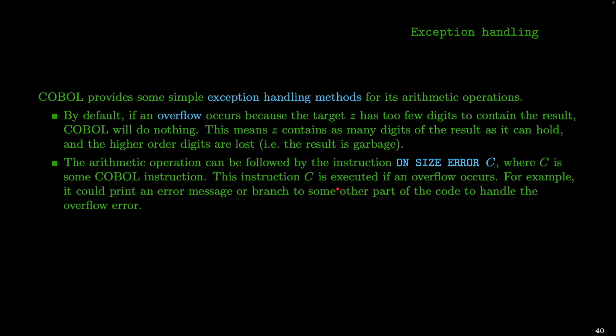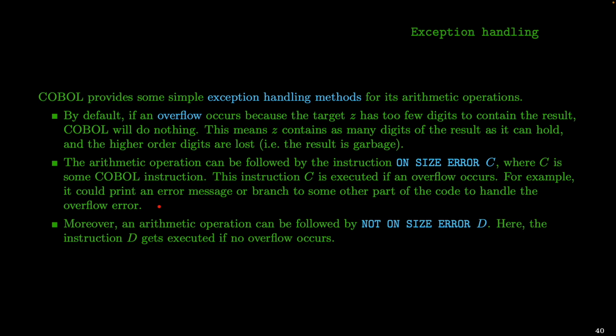For example, it could print an error message, or it could branch to some other part of the code to handle the overflow error. And oddly enough, we also have an exception handling for the situation that no exception occurs. So the arithmetic operation can be followed by a not on size error, D, and then another instruction, D, would be executed in that case.